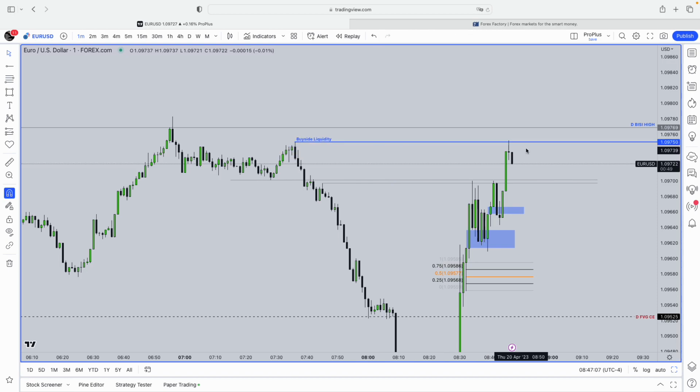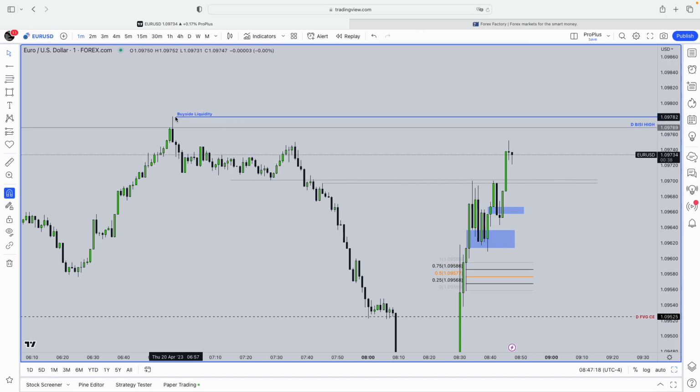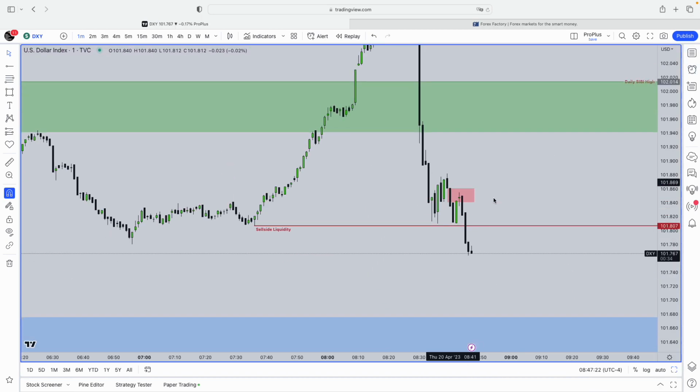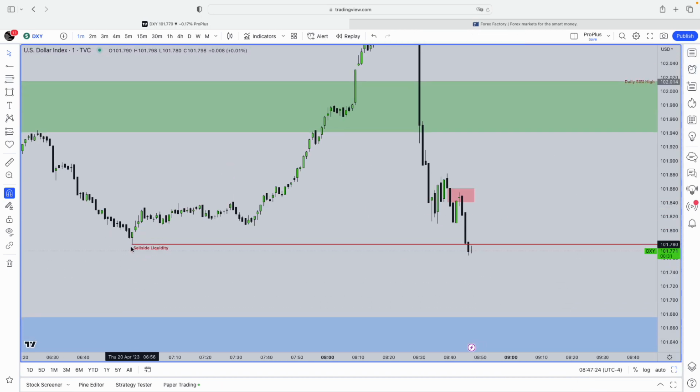So it's taken out that, but I want to see it take out a bit more. I want to see it push above. I want to see it take out these. So I don't want to see it just tap it. I want to see it just has energy and take it all out. So DXY has now taken both sell side here.